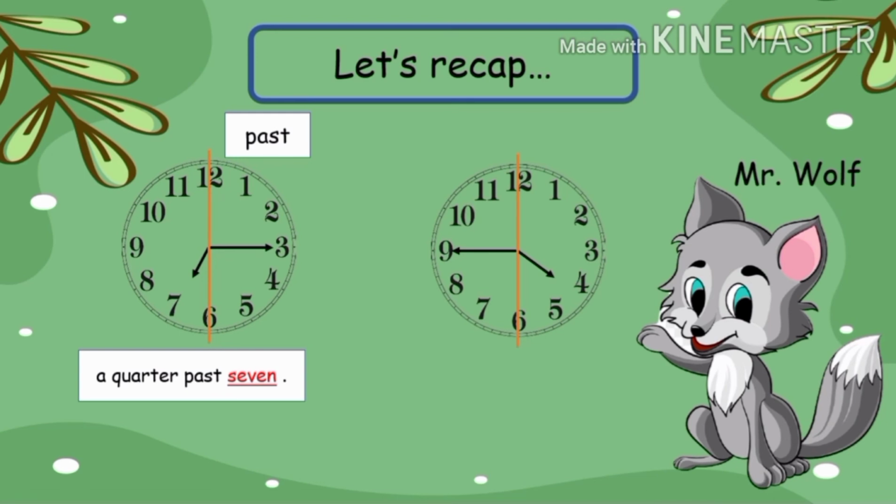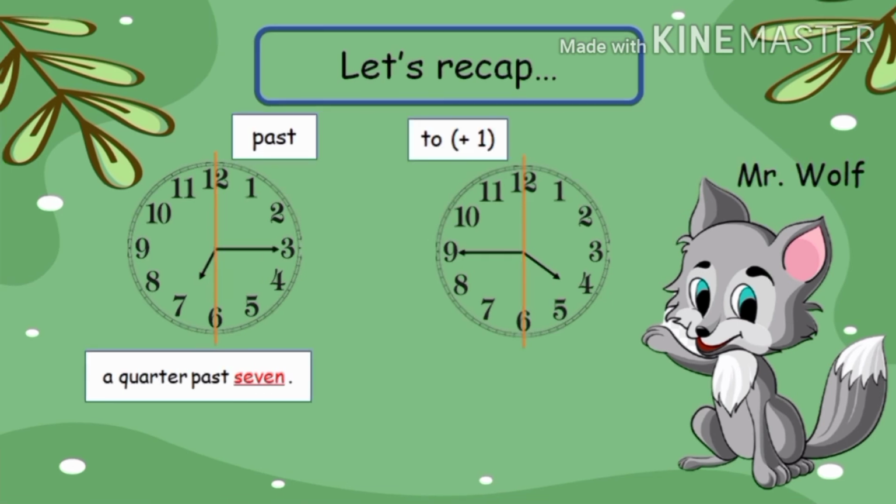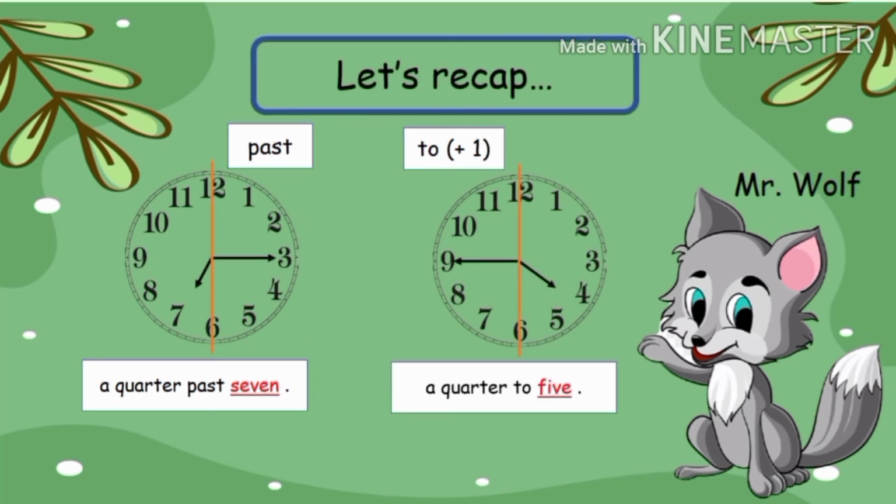If the long hand is pointing at 9, which is the left hand side of the clock, we will use the word 2 plus 1. Plus 1 here is for the short hand. So here, the short hand is pointing at 4. 4 plus 1 equals to 5. Therefore, the answer is 4:45.